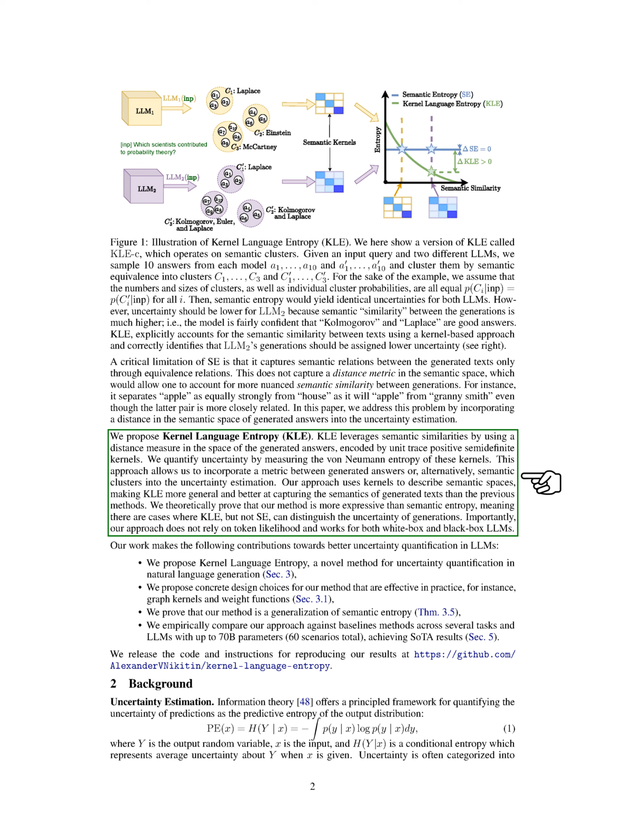This approach allows us to consider the relationships between generated responses or semantic clusters when estimating uncertainty, making KLE more effective at capturing the semantics of generated texts compared to previous methods. We demonstrate that KLE is more expressive than SE in distinguishing uncertainty in certain cases. Importantly, our method does not rely on token likelihood and is applicable to both transparent and opaque LLMs.